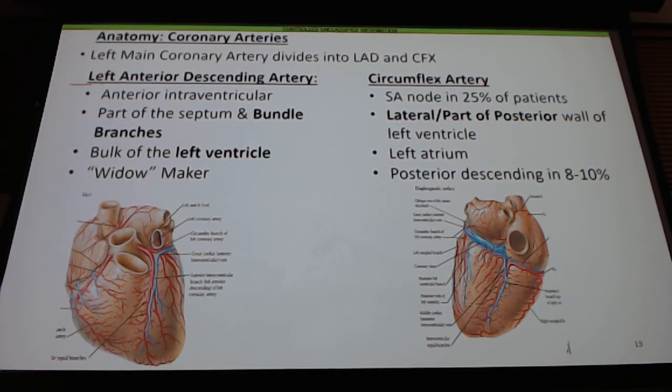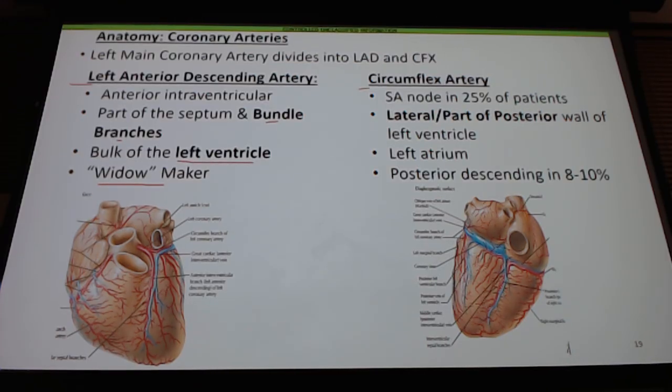So left anterior descending, bulk of your left ventricle, including your bundle branches. This is also known as the widowmaker artery, because if you take this out, then a large portion of your left ventricle is going to get knocked out and you're going to lose the function of the left ventricle.